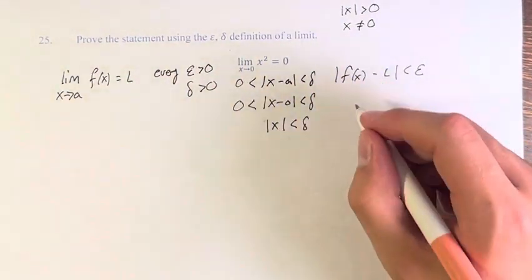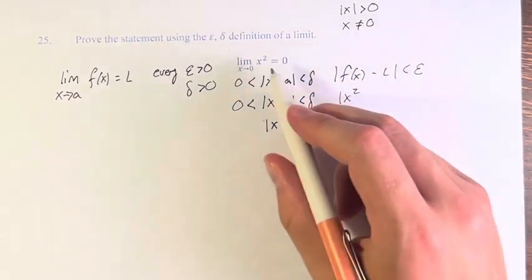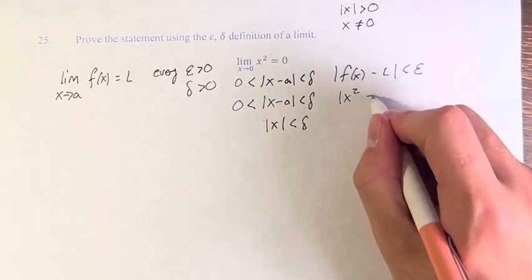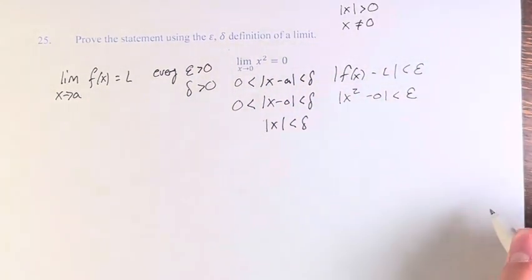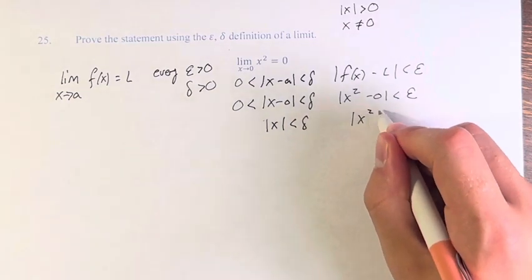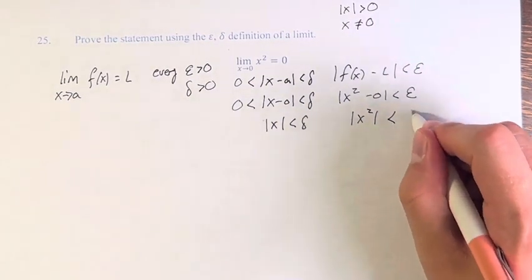f of x is the function, so that's x squared. L is what the limit is equal to, so that's 0. And this is less than epsilon. So therefore x squared, or the absolute value of x squared, is less than epsilon.